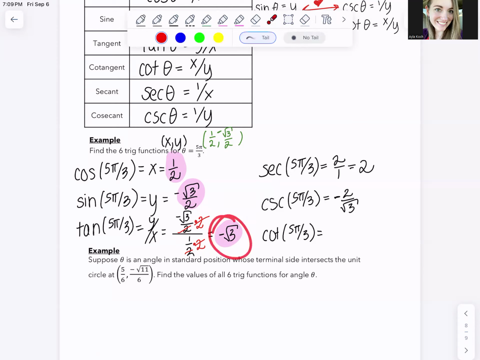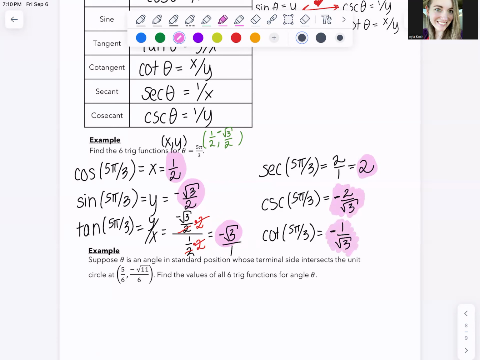All right, and then the reciprocal of negative root 3 over 1, I can just put the 1 there, right? If I put the 1 there, then it becomes negative 1 over root 3, which again, I'm just going to leave there, just like that. And those are the 6 trigonometric functions for 5 pi over 3. Not so bad, right? There's worse things.